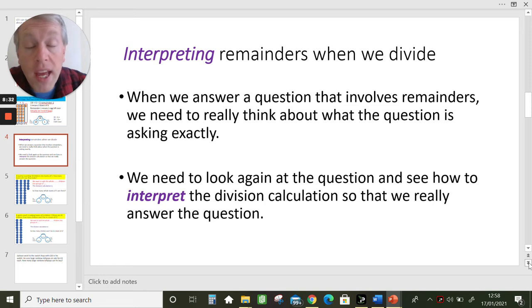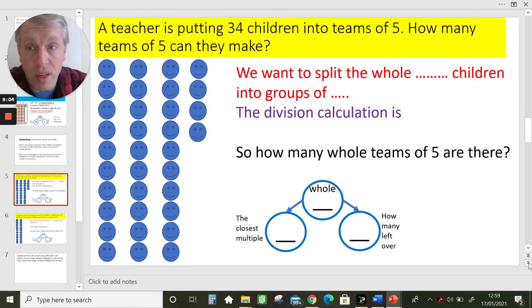And this is what we call interpreting remainders when we divide, because when we answer a question that involves remainders, we need to think what the question is really asking us. And then we have to interpret, think really hard about what something means. We need to interpret the division calculation so that our answer is really an answer to the actual word question or the real problem that we're dealing with. Let's have another look. It's a slightly different kind of example.